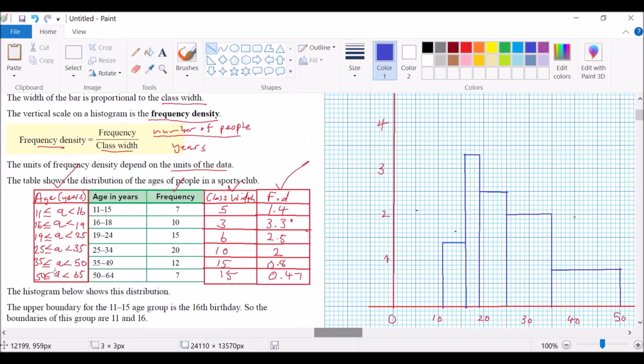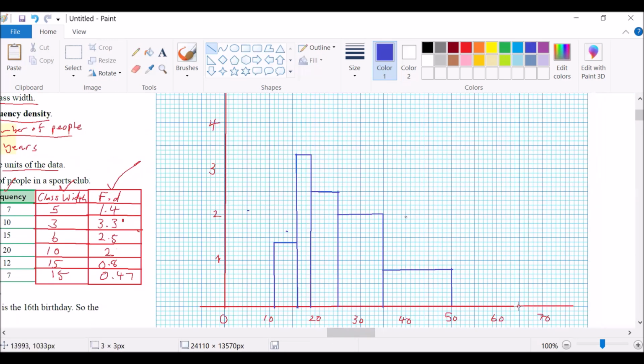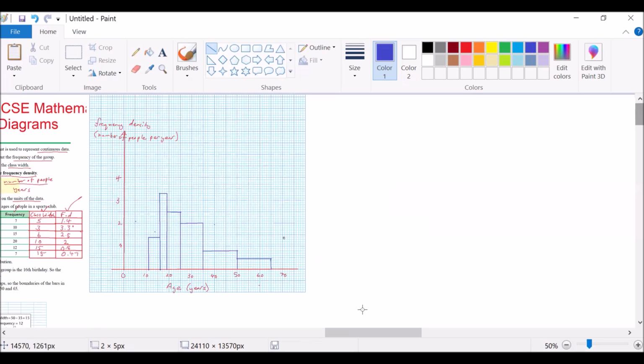Then our next age group is 50 to 65. 50 to 65, 65 is here with a frequency density of 0.47, almost 0.5. So we estimate it to be there just below 0.5. So that is our histogram. Remember, label your axes according to the data given from your calculation of frequency density.